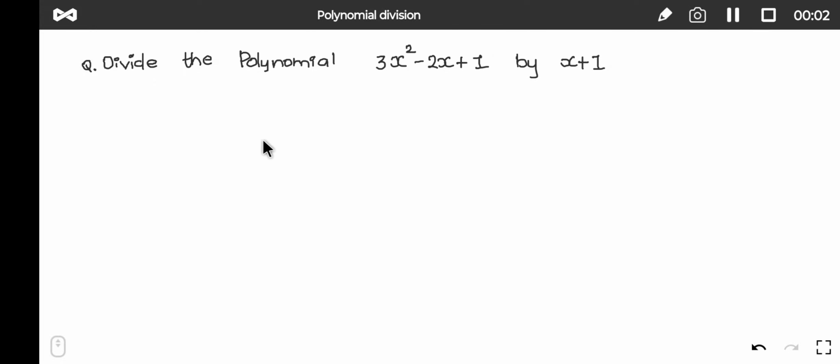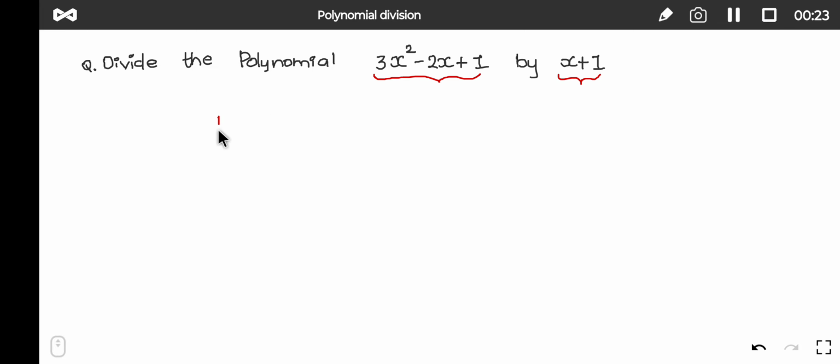Hello everyone. In this class I will show you how to divide two polynomials by using the long division method. So look at example number 1. Divide the polynomial 3x square minus 2x plus 1 by x plus 1. Okay. So first of all, this polynomial we have to divide, 3x square minus 2x plus 1.